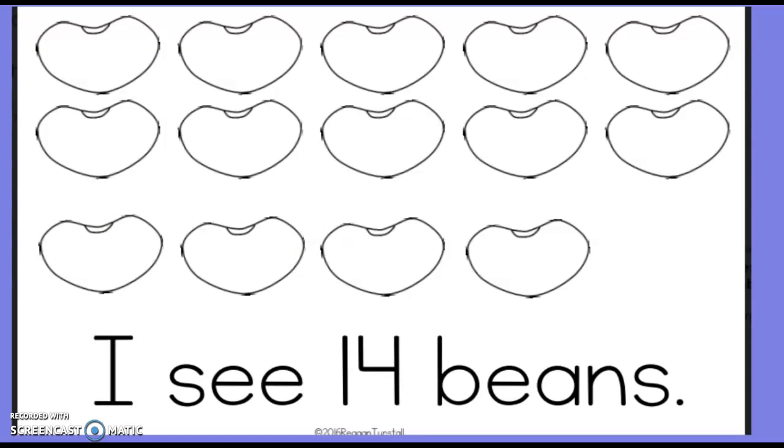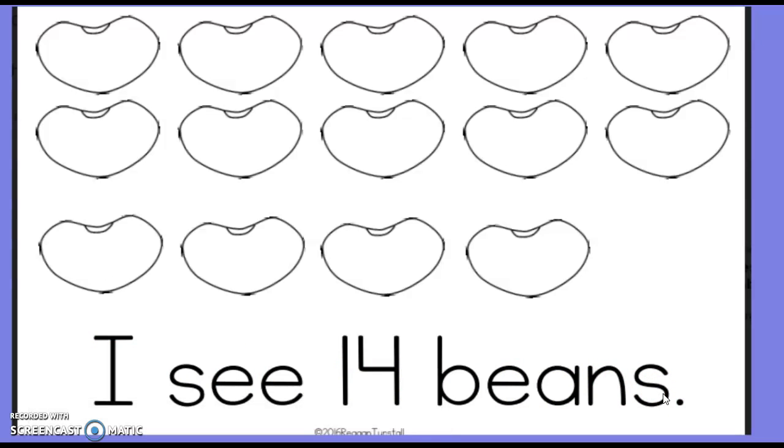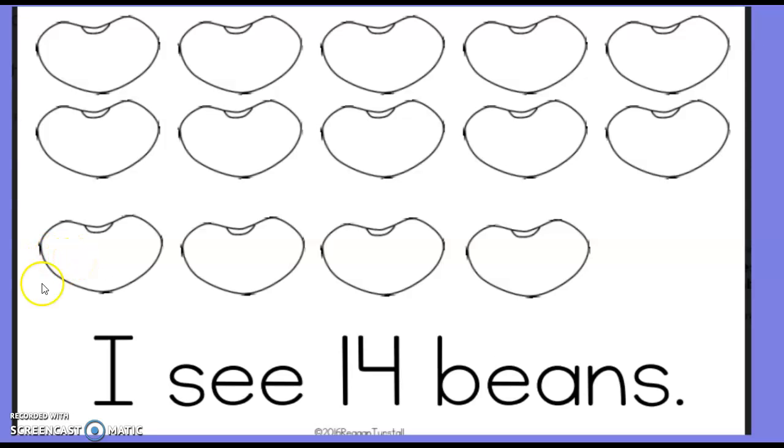All right, turn the page. All right, so on this page, we're going to use the trick that I taught you, remember? Okay. I see 14 beans. All right, we're going to use our trick to count how many beans there are. So remember, this set is how many? 10. Now we're going to count forward. Okay, what comes after 10? 11. What's next? 12. What's next? 13 and 14. Good job.